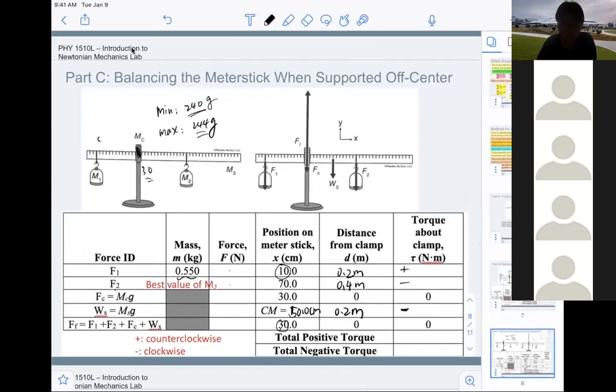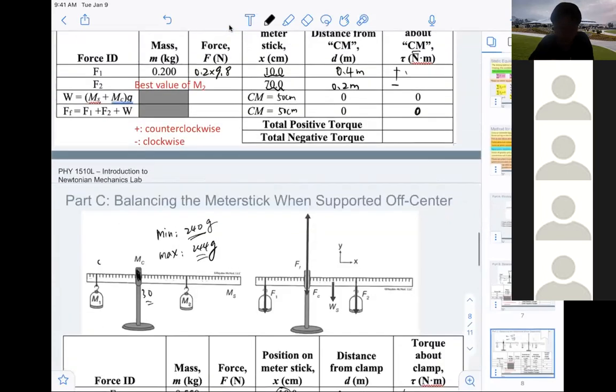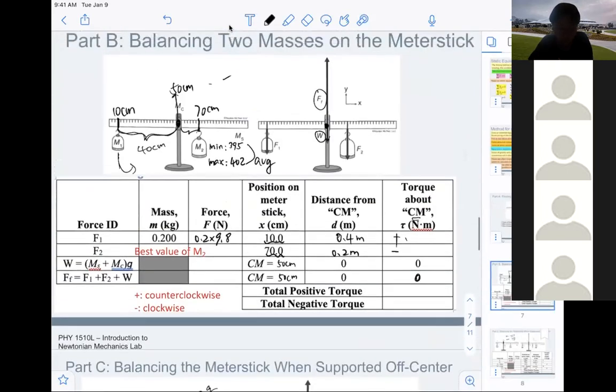Professor? Yes? For the last part B, for the force for the F2, would it also be the 0.2 times 9.8? It will be whatever the mass is times 9.8, and the mass will be the average of these two. So M2 is 0.395 plus 0.402 divided by 2. Oh, okay. So you have to use that mass. Thank you for asking.